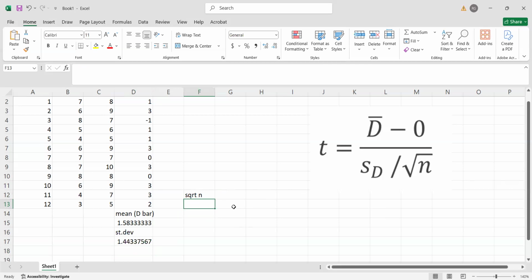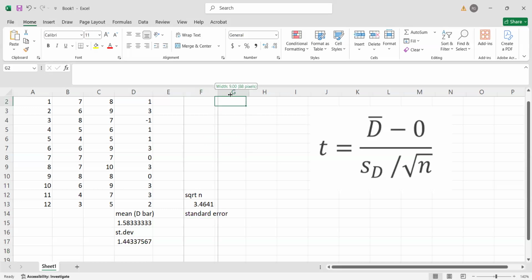To do that, there's a function. You type in equals and start typing SQ, and it is SQRT, square root. It asks which number I am trying to take the square root of, and I'm going to put in 12 because we have 12 participants. Our sample size n is 12. Hit enter. That's the square root of 12. Okay, cool. Now I want to figure out our denominator here, which is the standard error, so I'm going to type in standard error here.